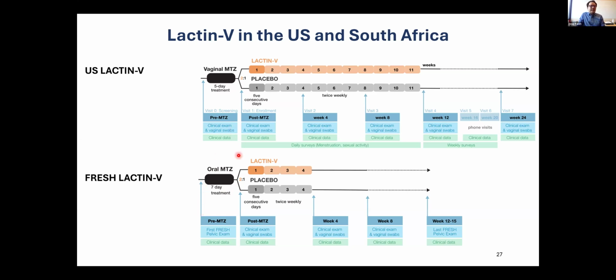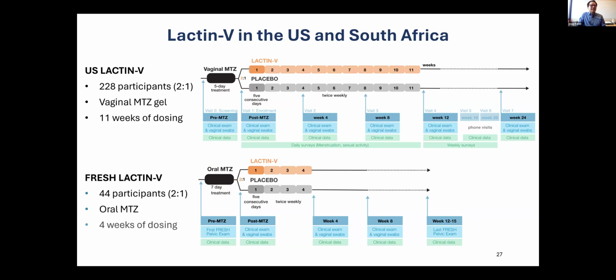And then there was the duration of treatment, where in the US, women were treated for 11 weeks, and in South Africa, they were treated for 4 weeks. But there are some similar follow-up time points. The size of this study was also different. Yes, and these are just listing some of the differences I went through.